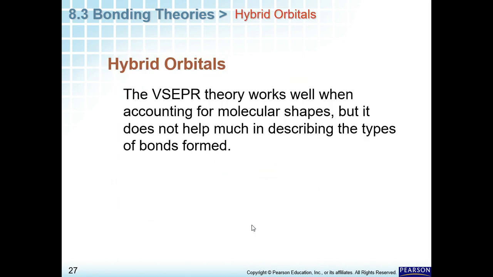The other type of orbitals that we're going to focus on today is something called hybrid orbitals. This VSEPR theory that we learned in terms of determining molecular shapes is very good at telling the shape, but it doesn't tell me the type of bonds that are forming.